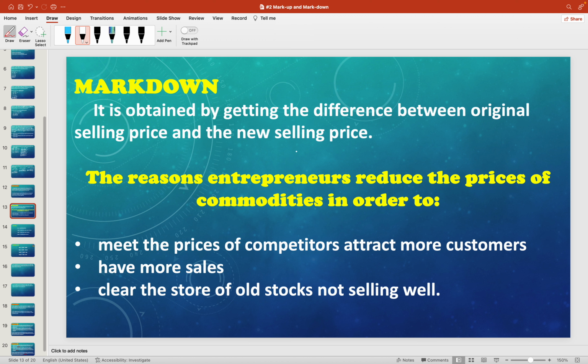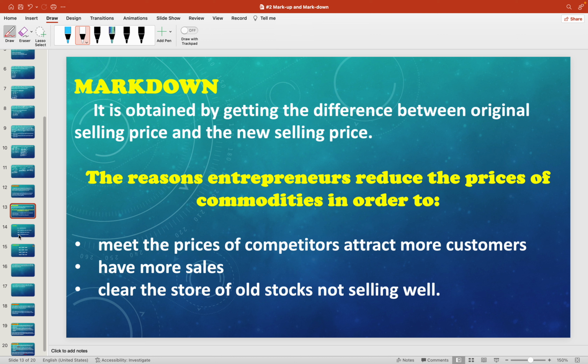So the reasons why entrepreneurs reduce the prices of commodities, kaya nagbababa ng presyo yung mga entrepreneurs natin. First, meet the prices of competitors to attract more customers. Then have more sales, and then clear the stores of old stocks that are not selling well. So, yan yung reason kung bakit nagkakaroon tayo ng markdown.